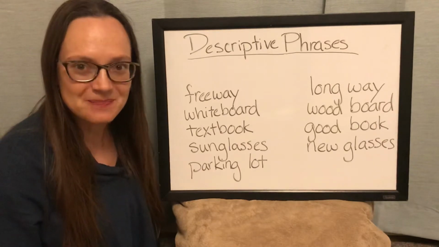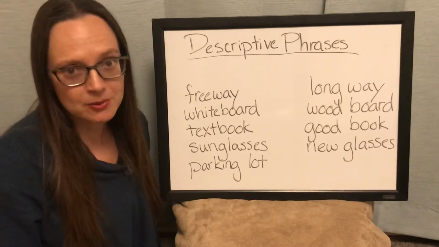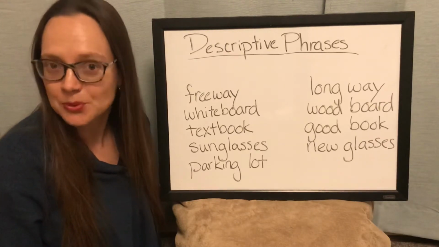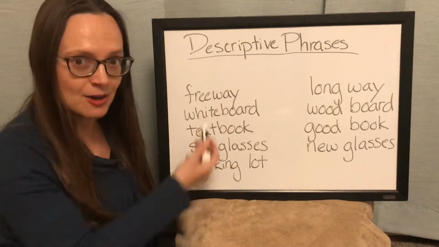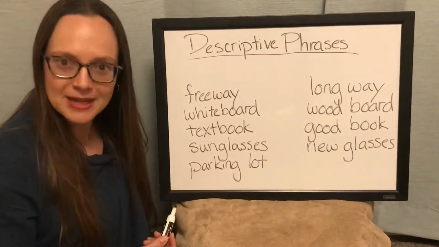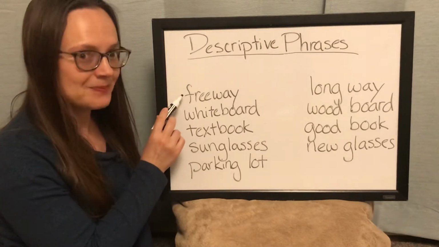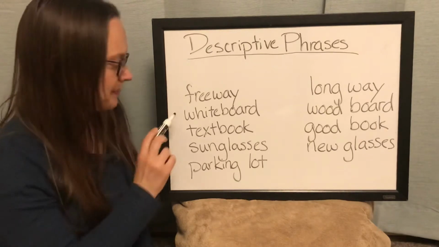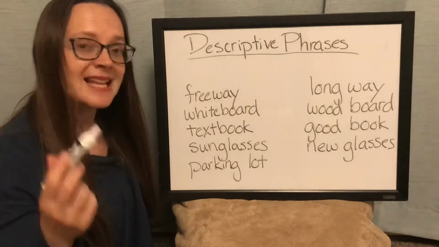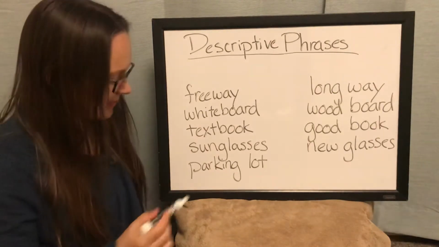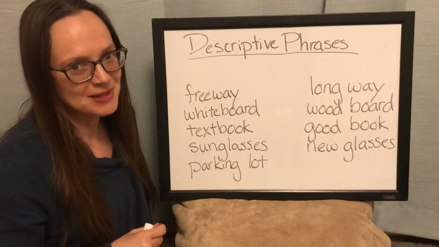how to pronounce them. So first of all, let's start with something similar that we already know and that we already know the rule to. And that is, some examples of that are right here. Take a look at them and pronounce them after me and see if you know what they are. Freeway, whiteboard, textbook, sunglasses, parking lot. Okay, this is from Chapter 3, so I think you already know it.